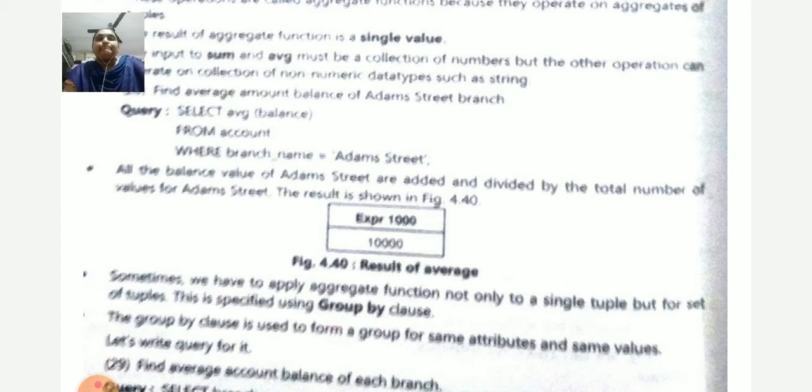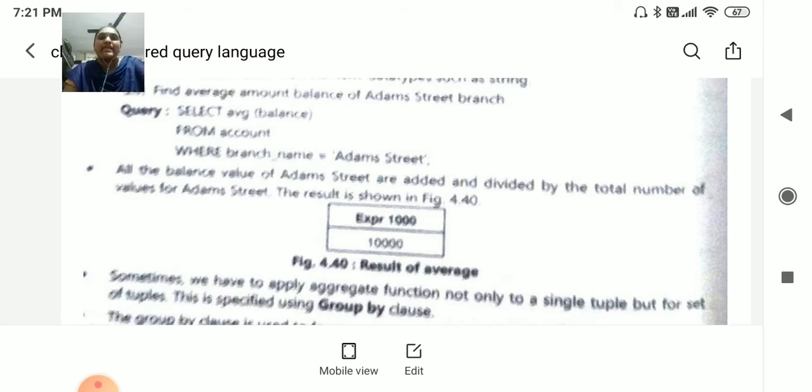We just write this query in SQL for selecting the average balance of this street branch. That's why we have to fire this query in SQL, that is nothing but select average balance from account table where branch name is equal to Adam Streets, because the branch name is given here. It means we have to find the average account balance of this Adam Street branch, the bank situated or located at Adam Street.